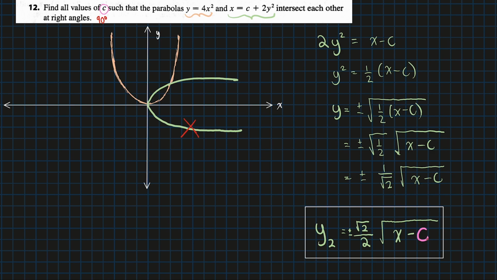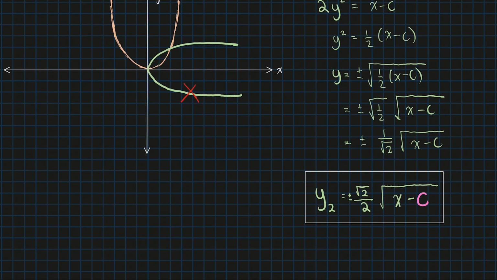And again, that's because this c doesn't affect whether this bottom part of our green parabola moves up or down. It only moves our green parabola left or right. So really, we can just say that y2 is equal to the positive square root of 2 over 2 times the square root of x minus c.